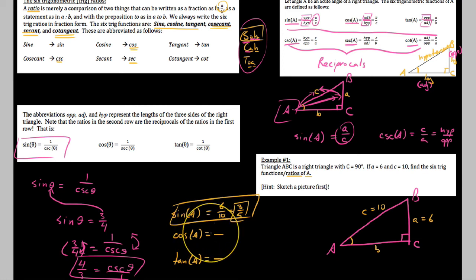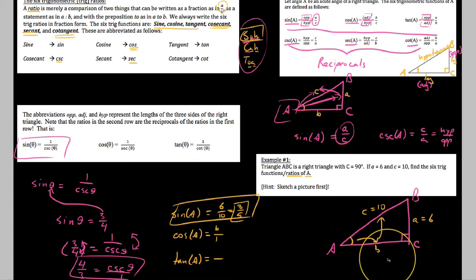So just like we did with sine, we're going to do the same thing with cosine. We say cosine of A. A is right here. We say the cosine of this is adjacent over hypotenuse. So we would get b over hypotenuse. So in this case, we get b over 10. Now there's only one problem with this, is we don't know what b is.